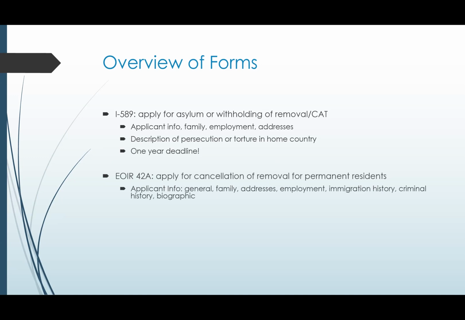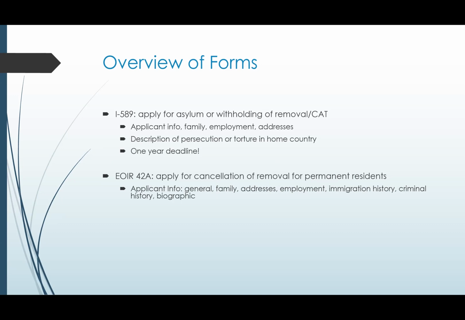The other form we're going to look at is the EOIR 42A. EOIR is Executive Office for Immigration Review, which is the fancy title for the Department of Immigration Courts. So you know it's an immigration court form because it starts with EOIR, or we can abbreviate it to the E42A. Now, the 42A is an application for cancellation of removal for permanent residents.